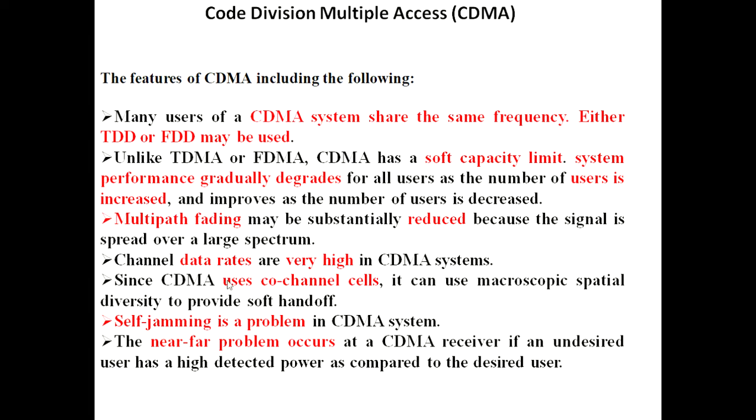Since CDMA uses the same channel itself, it can use macroscopic spatial diversity to provide soft handoff. Self-jamming is a problem in CDMA, that is an issue we have in CDMA. The near-far problem occurs at the CDMA receiver if an undesired user has a high peak power compared to that of the desired user. So these are all the features of CDMA.